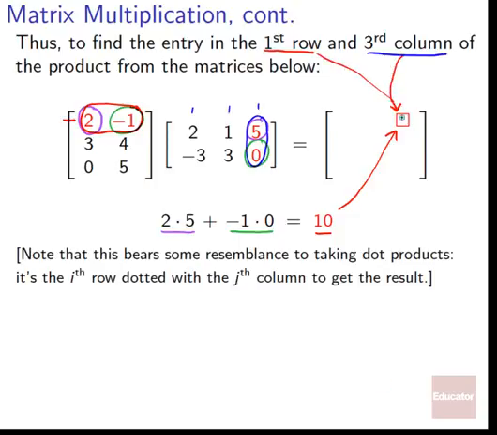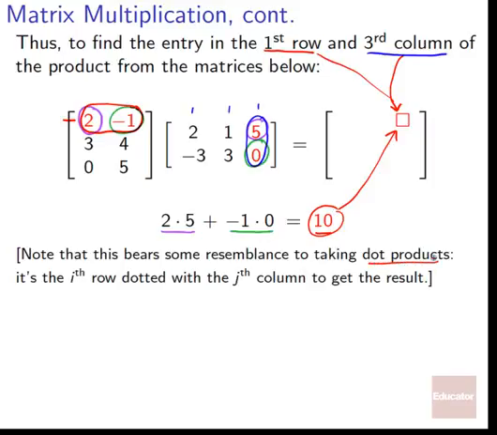That's what we wind up getting, this number 10. So we're taking that first row and the third column, multiplying together in this sort of strange way, adding up, and putting that in as the entry in the matrix that we're creating. Now, notice that this bears some resemblance to dot products.